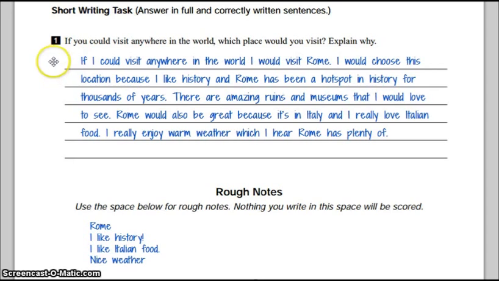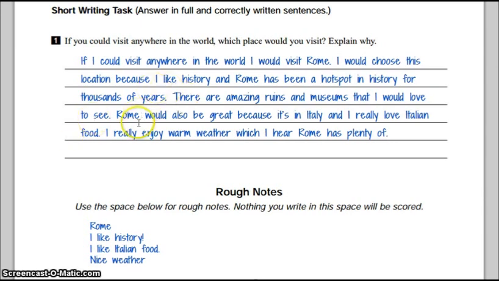So here we go. If I could visit anywhere in the world, I would visit Rome. I would choose this location because I like history, and Rome has been a hotspot in history for thousands of years. There are amazing ruins and museums that I would love to see. Rome is also great because it's in Italy, and I really love Italian food. I really enjoy warm weather, which I hear Rome has plenty of.